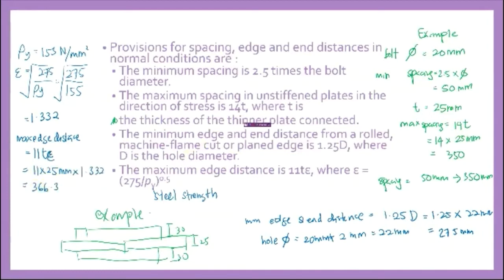The minimum edge distance and also the maximum edge distance is between 27.5 and 366.3. So it shouldn't go below 27.5 and it shouldn't exceed 366.3. This is how you calculate the spacing, edge and end distance.